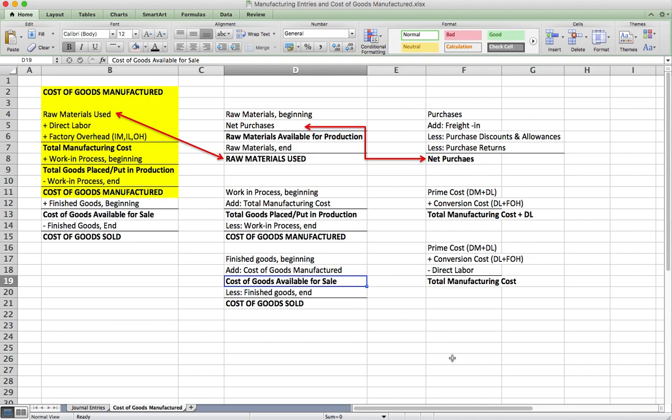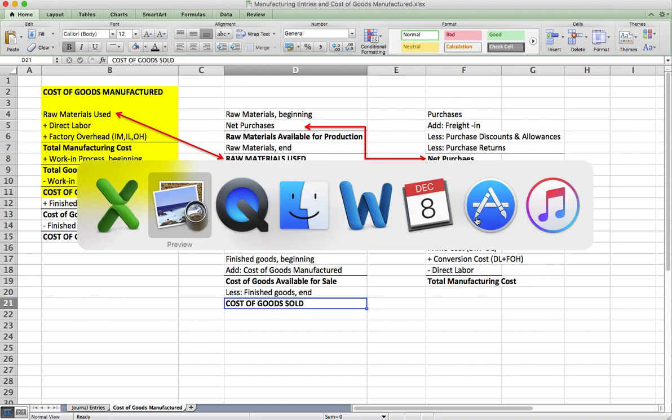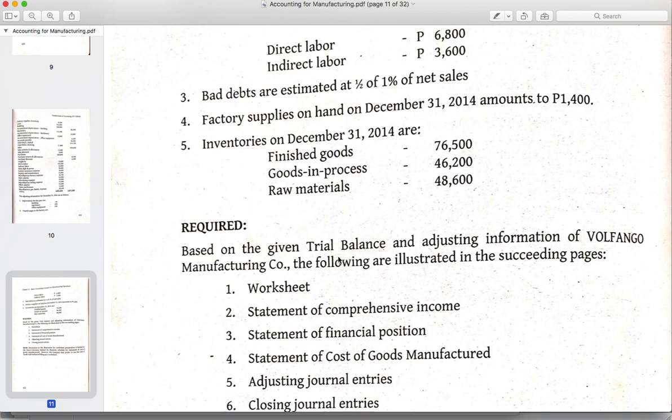Kamukha ito, class, ng merchandise inventory. Ha? Di ba sa merchandising business, merchandise inventory beginning plus purchases or net purchases is equal to cost of goods available for sale less merchandise inventory end is cost of goods sold. Okay, now let's go back to our problem. Inventories on hand on December 31, 2014 are this one.